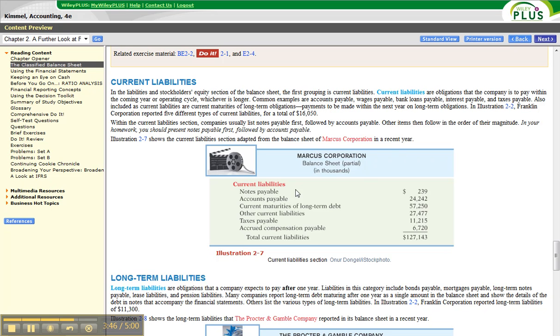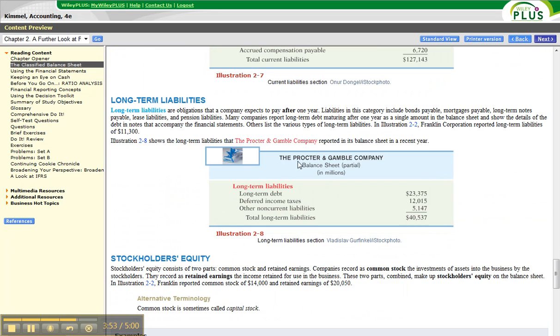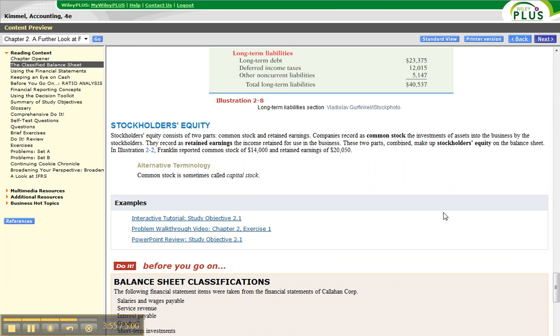Current liabilities, we talked about that earlier, same as current assets in terms of the word current: amounts due within a year. Long-term liabilities are amounts due longer than a year from now. And the equity section, again, is made up of common stock and retained earnings.